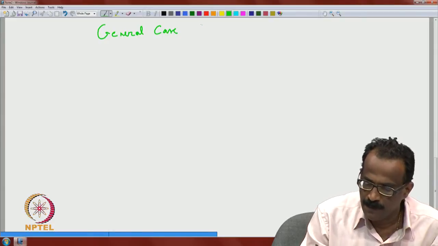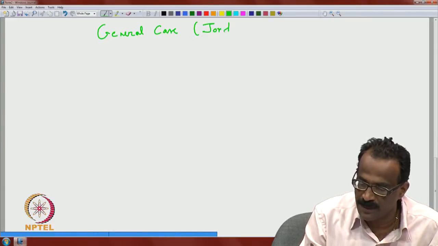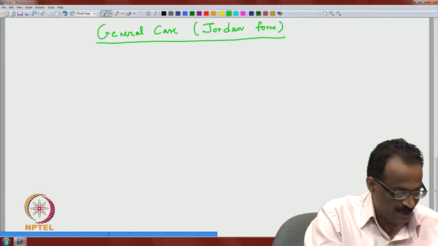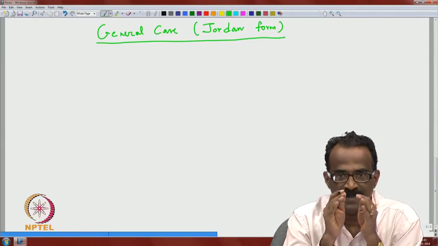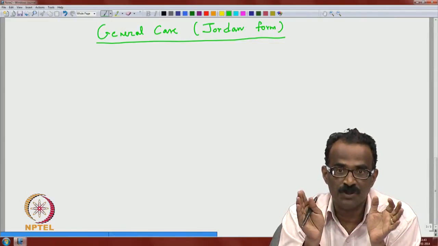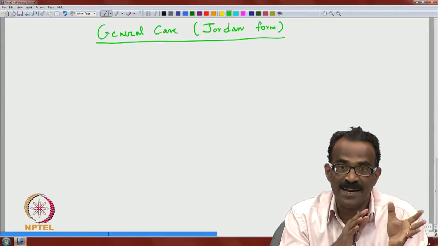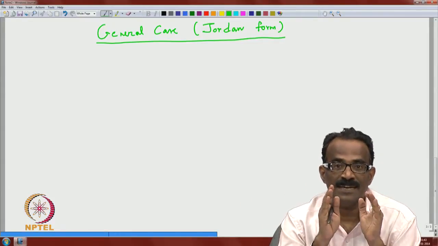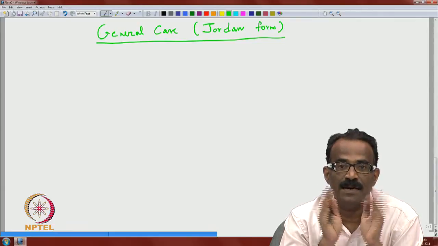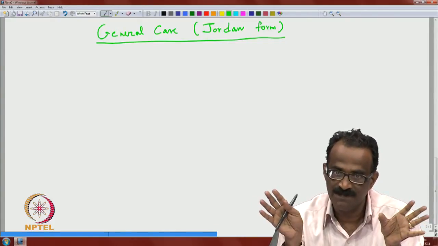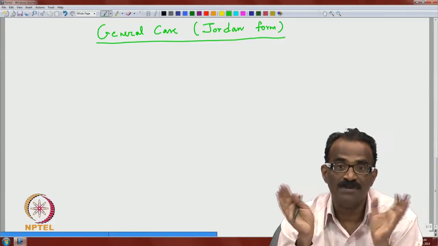For the general case, typically you want the Jordan form. I am not going to explain the Jordan form in detail, as you have already studied it in the preliminaries or in the general linear algebra course. The Jordan form says that you look for all the eigenvalues and classify them as real or complex. If you have an n by n system, you essentially need n eigenvectors. If all n eigenvalues are distinct, whether real or complex, you can produce n eigenvectors and you have the diagonalization.